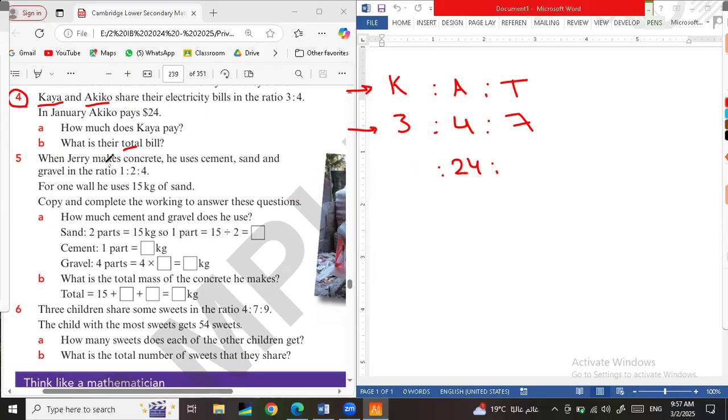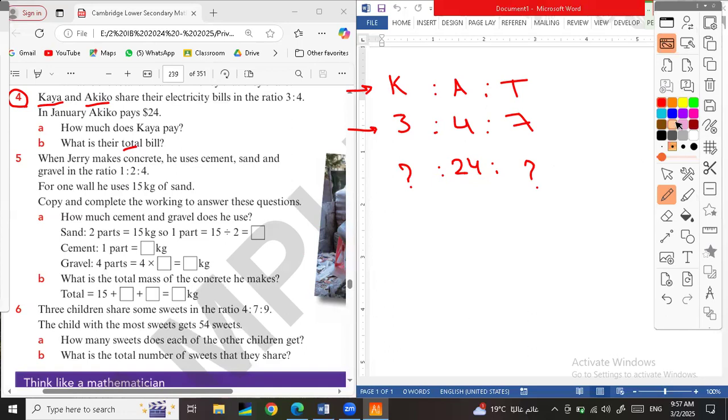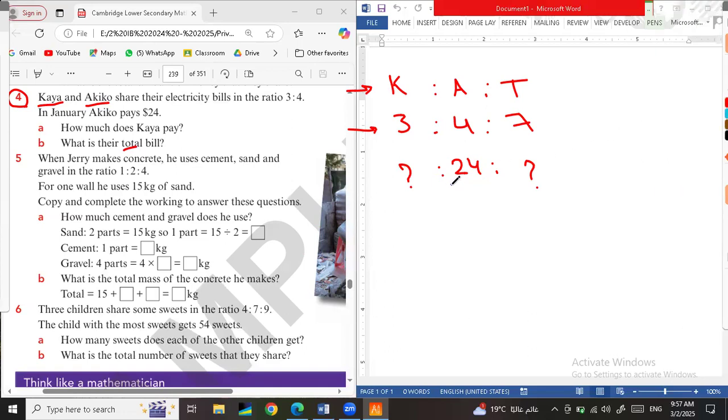Good. What is the question? They want to know how much Kaya pays. Kaya is this one. We need to know it. And then they're asking about the total as well. We need to know this also. Good. I'm going to change the color. Now we finished the copy pasting, and literally all we've done so far is copy pasting the information, but in a different format that helps us find the answer.